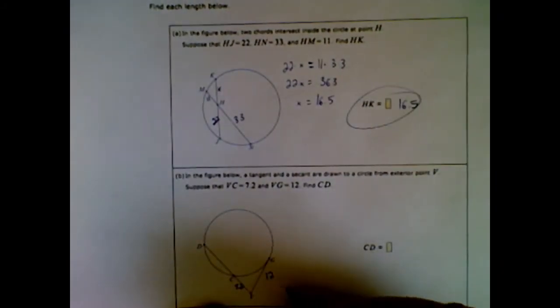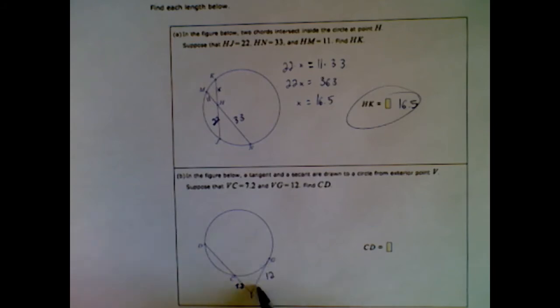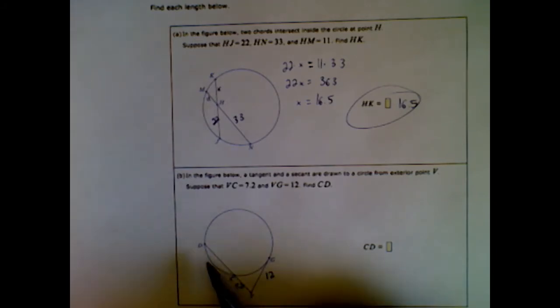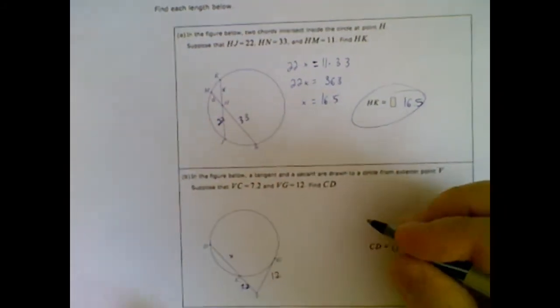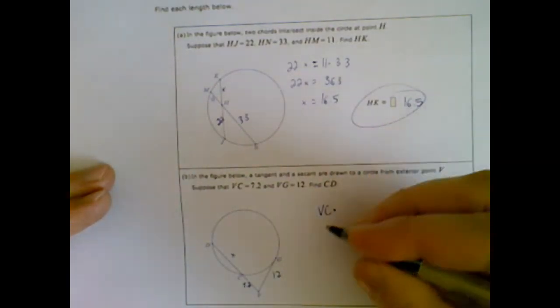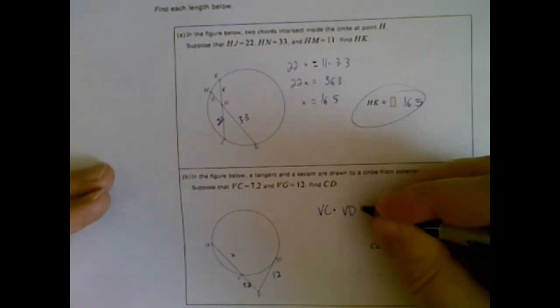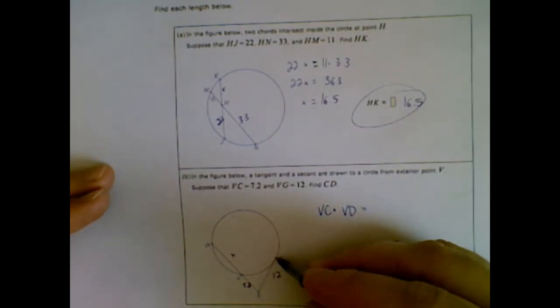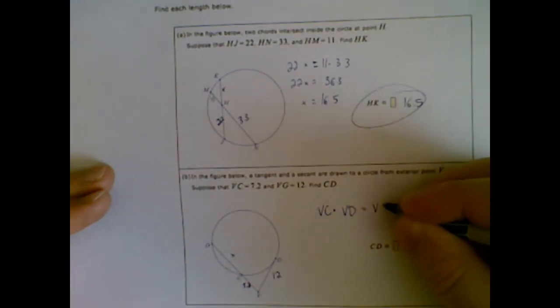So we have 7.2 on just going from here to here, and this is 12. So the formula for this one is we have a secant. And the secant's always the outside piece, which is usually smaller, but the outside piece times the entire length, so not just this. Okay, so I have VC, I'll write this one out, times VD equals, and since this is a tangent, that's the same length for the outside and the whole length, so VG squared.